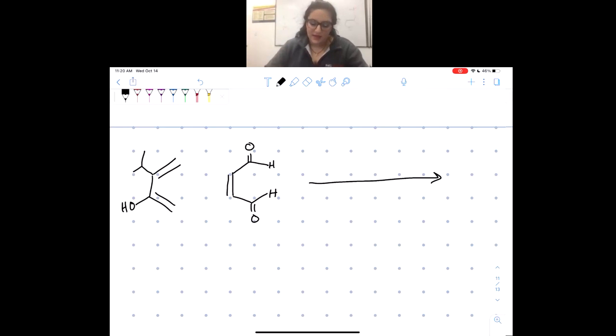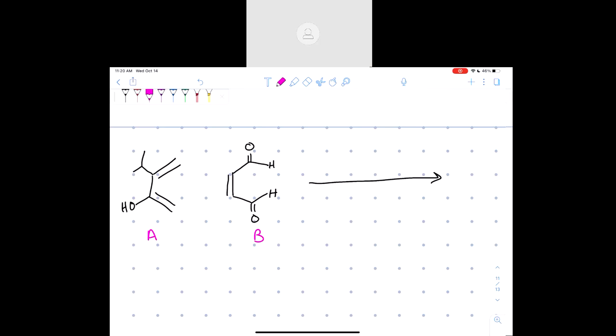So first thing we are going to do is I'm going to label this A and B, and you guys are going to tell me which one is the dienophile. One person said it. B, exactly. So how do we know that B is the dienophile? Because A is in cis conformation. True, A is in cis conformation.